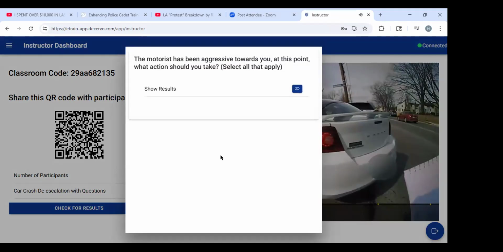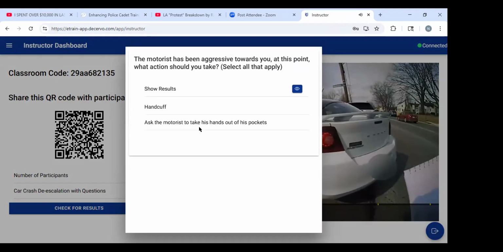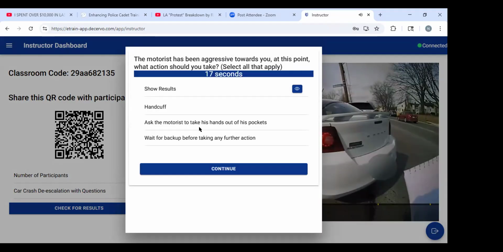The motorist has been aggressive towards you. At this point, what action should you take? Select all that apply. Handcuff. Ask the motorist to take his hands out of his pockets. Wait for backup before taking any further action.